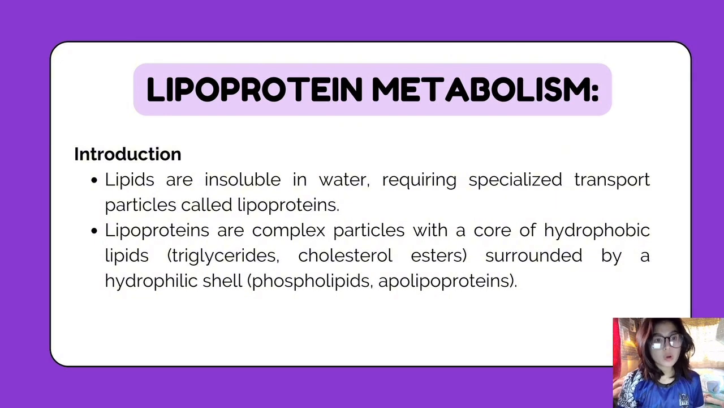So lipoproteins are like tiny transport vehicles. They're complex particles with a core of hydrophobic lipids, mainly triglycerides and cholesterol esters, surrounded by a shell of hydrophilic substances, including phospholipids and proteins called apolipoproteins. This structure allows them to travel through the watery environment of the blood.